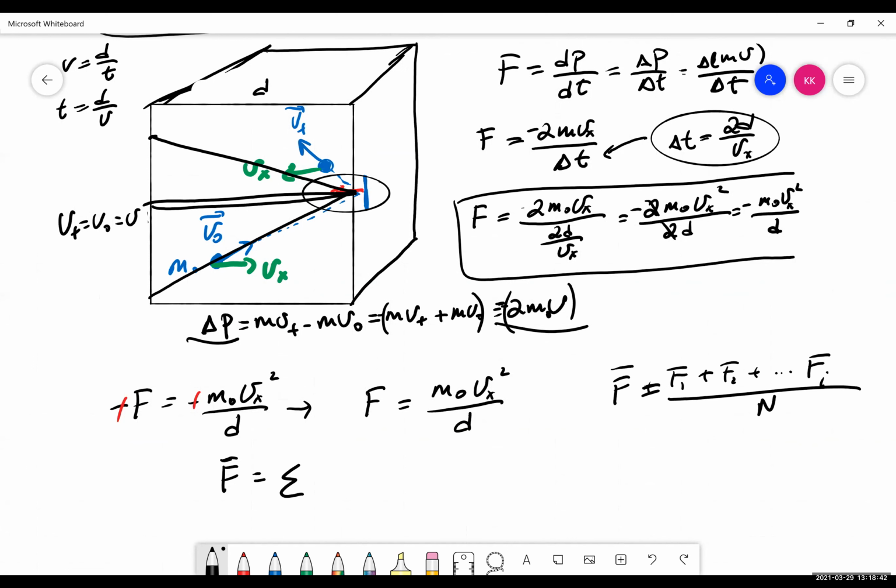That means the average is the sum over the particles, i equals 1 all the way to n, of m naught vx squared divided by d. Every single particle has the same mass, and the distance is the same for all the particles, so m over d can come out, and then you have the sum of vx squared, with i equals 1 to n. This is the equation that we can see from here.